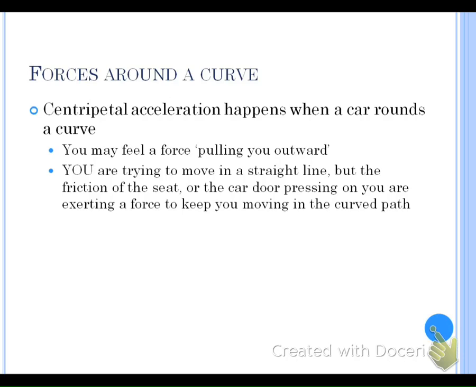Okay, so the reason you feel like you're moving outward when you travel around a curve in a car is because your body is trying to stay traveling in a straight line. Because Newton's law says an object in motion will stay in motion until acted on by an outside force. So your body wants to keep moving in a straight line, yet the car, the friction, the car door maybe, are trying to keep you moving on that circular path. So objects are acting on you to keep you moving on that circular path.